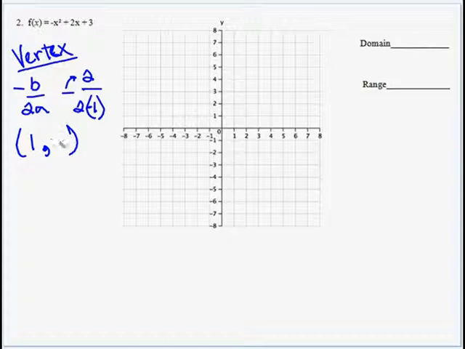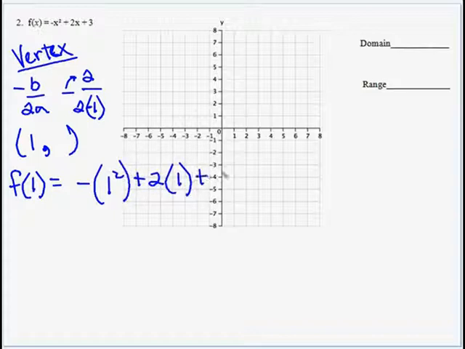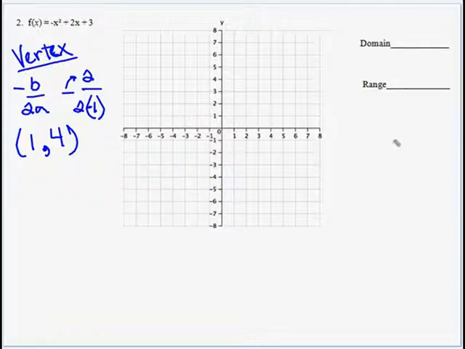How do we find the y-coordinate that it goes with? f of 1. Plug this 1 back into the function. So that would be -1 squared plus 2 times 1 plus 3. So we square 1 and we get 1, and this will be -1, and then plus 2 plus 3, that would be +4. So (1, 4). That's our vertex.